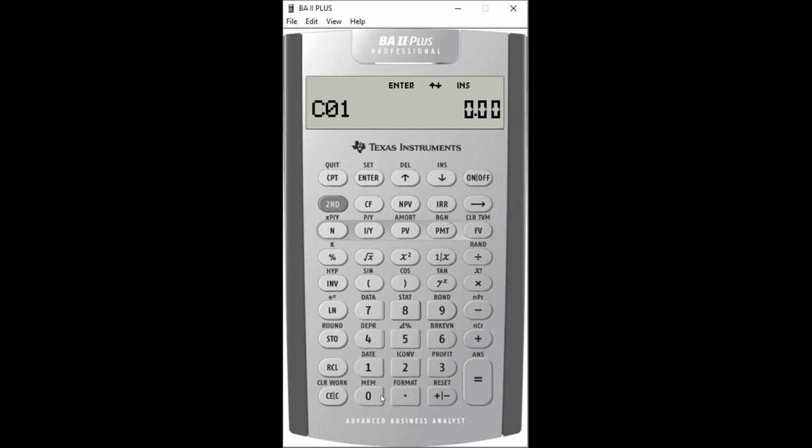The first cash flow for project S is 10. The second is 60. The third is 80. And then we press NPV. If the interest rate is 0, NPV is 50.